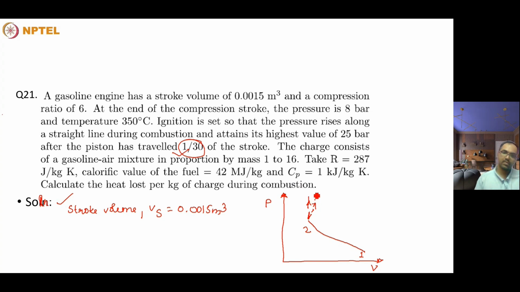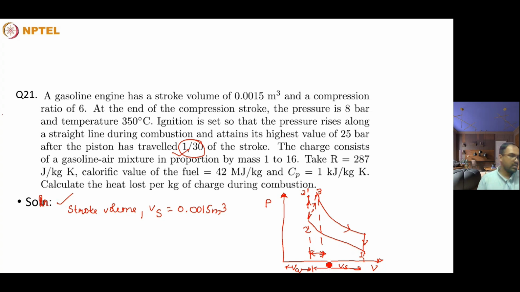So this will be the actual point three, and this is the Otto cycle maximum peak pressure. Then it undergoes isentropic expansion and then heat rejection at constant volume. If you try to project it onto the volume axis, this is the clearance volume, this is the total stroke volume, and this will be the 1/30th of the stroke volume.